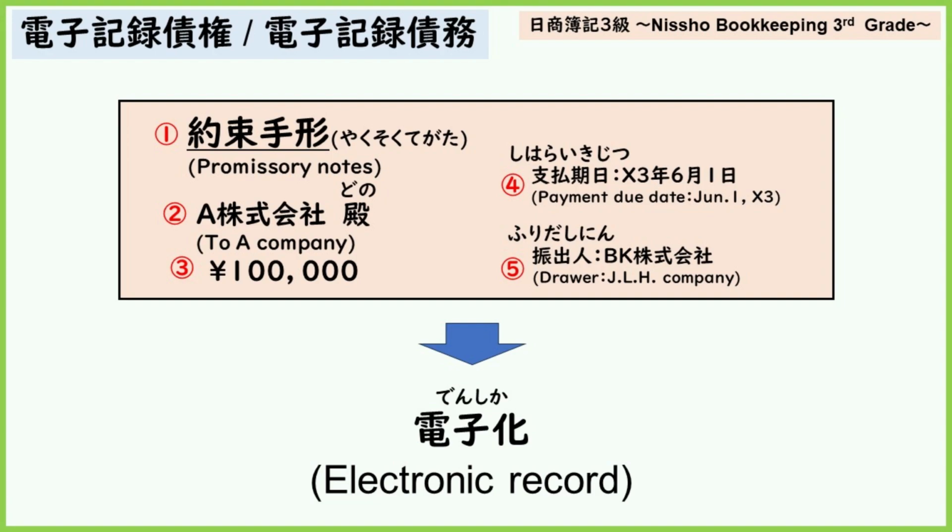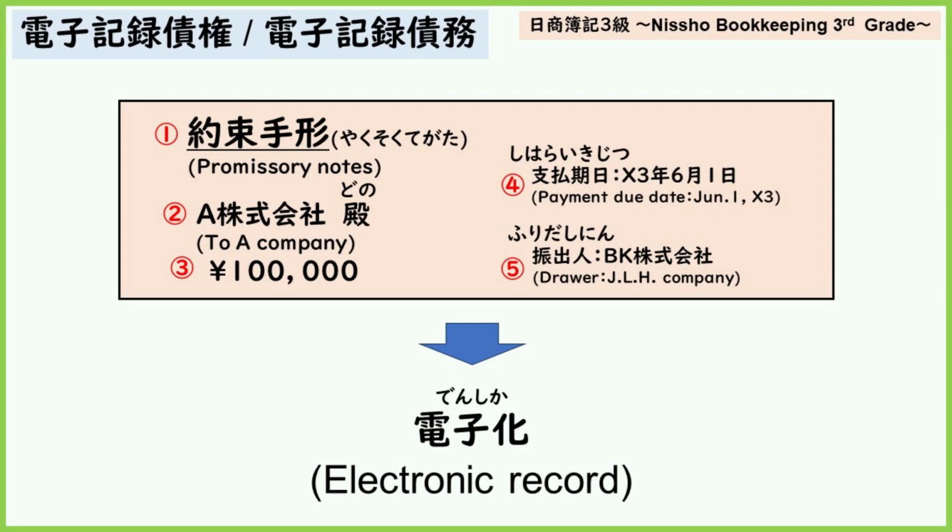The promissory notes used so far have several drawbacks, such as the risk of loss and the administrative hassle of issuance, among other issues. The emergence of electronic record of receivables and payables has addressed these drawbacks. Instead of physical promissory notes or checks, it involves handling receivables and payables through electronic records. The name might sound complicated, but rest assured, the journal entry itself is quite simple.